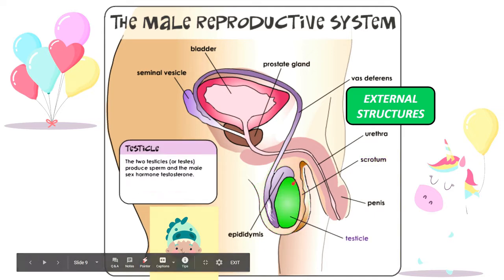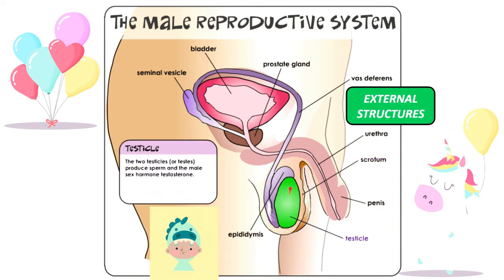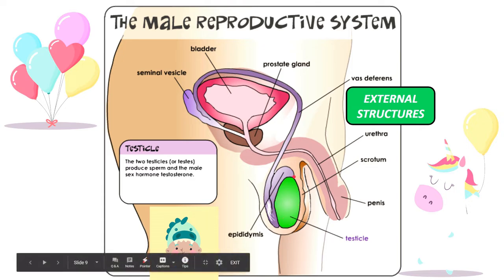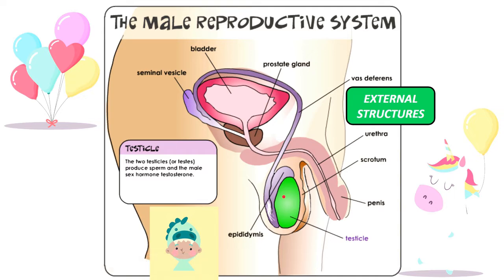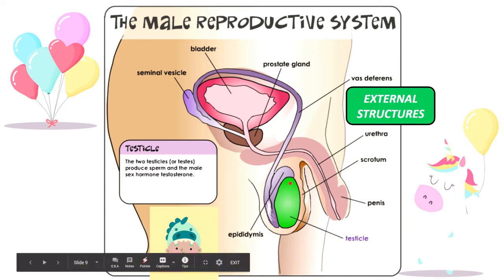Then the testicle, or testes, is the main primary male sex characteristic. So you will be categorized as male or identified as male if you have this structure, the testicle. Aside from being an endocrine gland, it is responsible for producing the male sex hormone testosterone. This is also the site of sperm cell production.